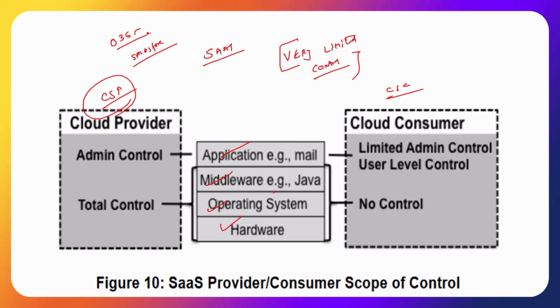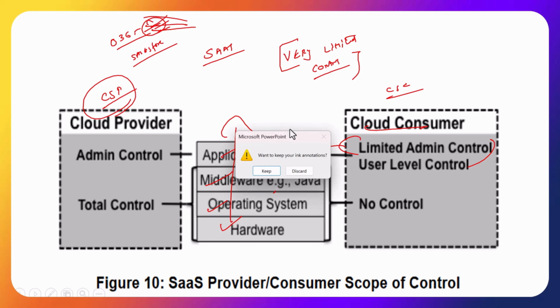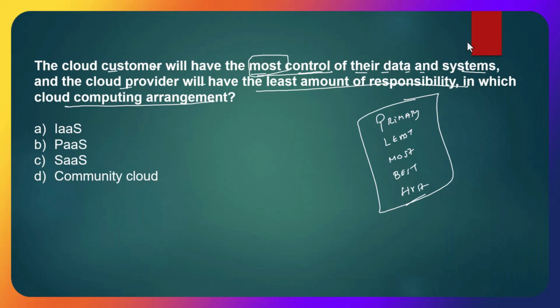For the customer, only limited tenant-side admin capability will be there. We'll create a tenant account, and inside that, we'll create the users who can access it. That is why, as a cloud customer, we have only limited admin control at the application, but everything else will be taken care of by the provider. These are the three service models.